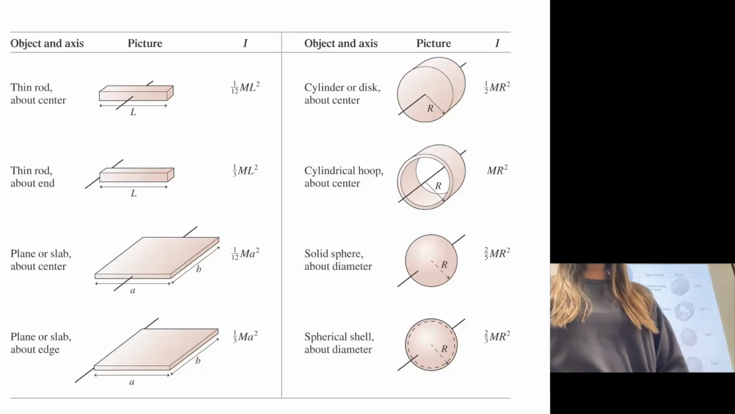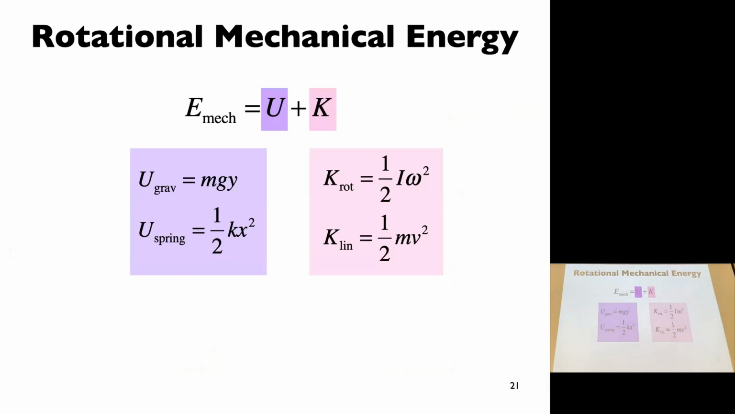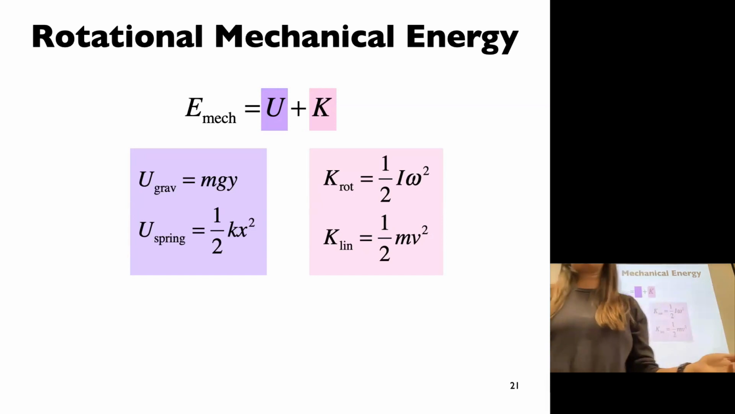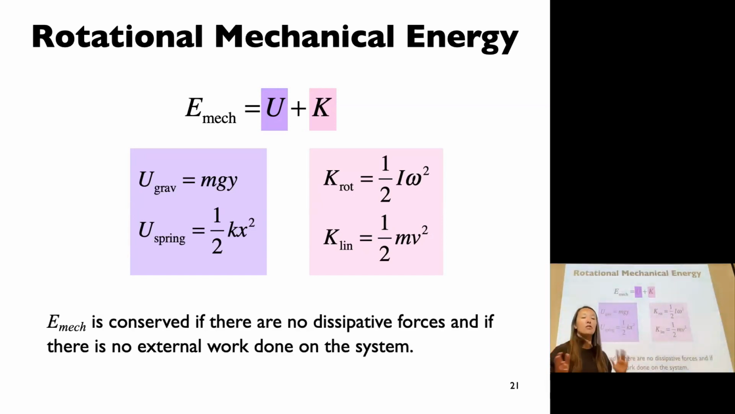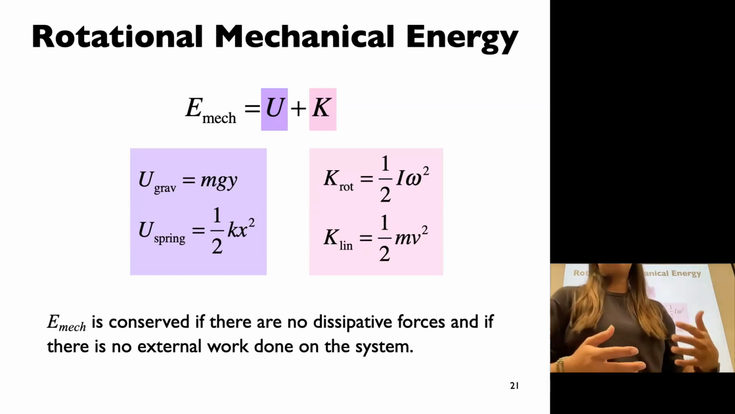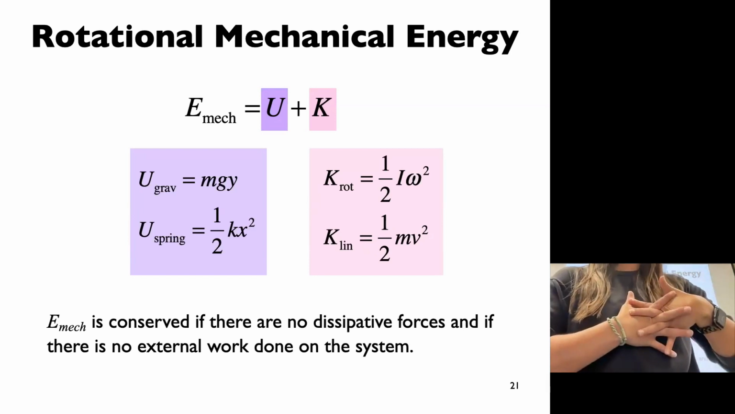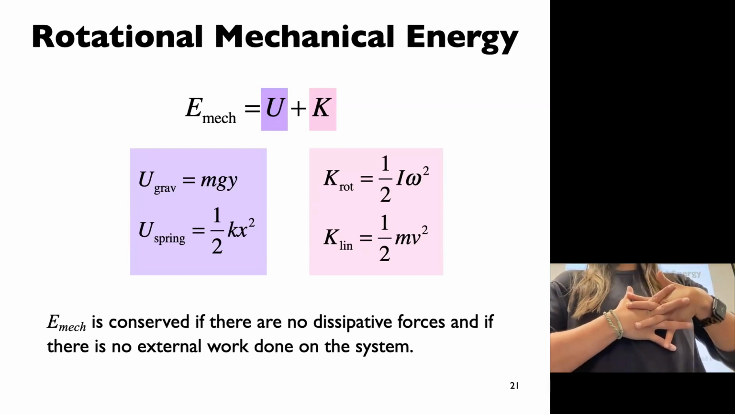We also need to talk about rotational mechanical energy. So here's the potential energies we've talked about so far. This is our gravitational potential energy. This is our spring potential energy. Here's our regular kinetic energy for linear motion, translational motion. And now we have this kinetic energy for rotational motion, okay? Remember, mechanical energy is still conserved if there are no dissipative forces and there's no external work done on the system, all right?